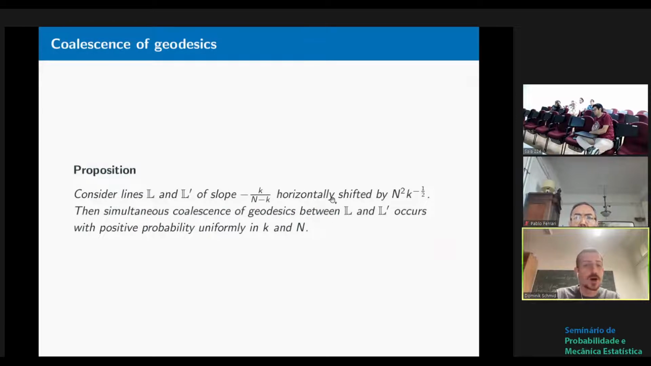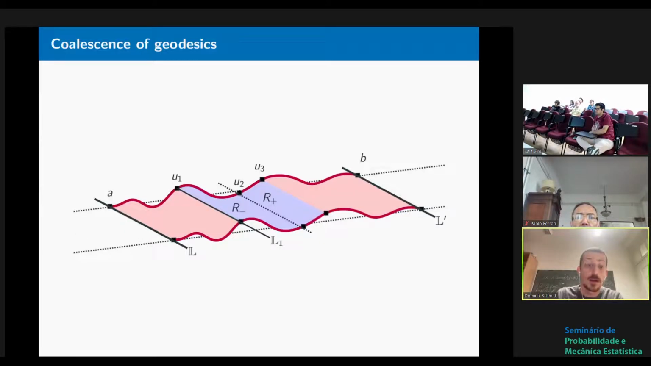So for the first one, I claim that if we take the lines L and L prime to be horizontally shifted by a distance of order n squared k to the minus a half, then one can actually show that we have simultaneous coalescence with positive probability uniformly in k and n. Okay, so this is following a strategy due to Riddhipratim Basu, Sourav Sarkar, and Allan Sly, what they did for IID environments. And let me give you the idea how to do that.